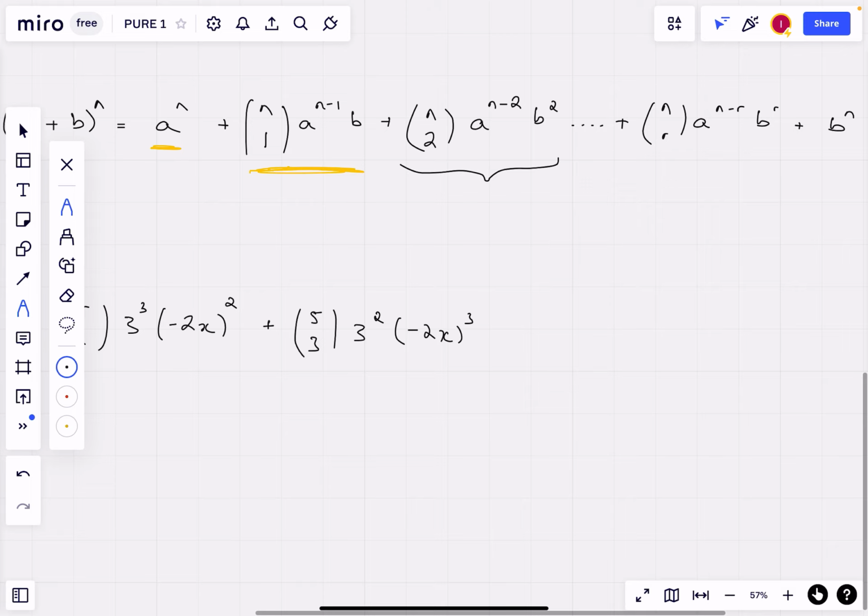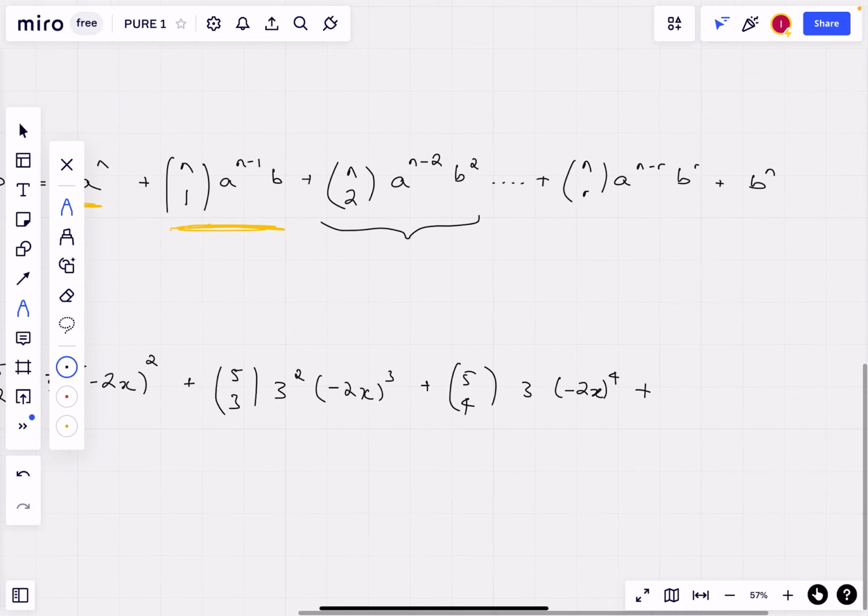Okay, so the next one, 5, 4, 3 times minus 2x to the power of 4. And then lastly, we're going to have minus 2x to the power of 5.